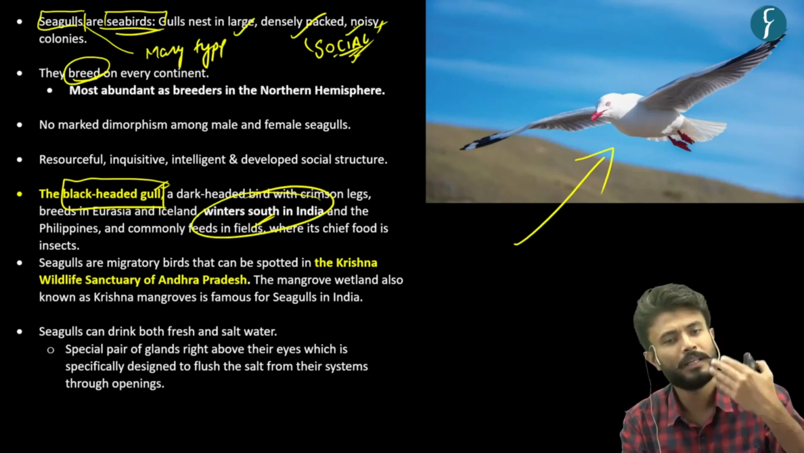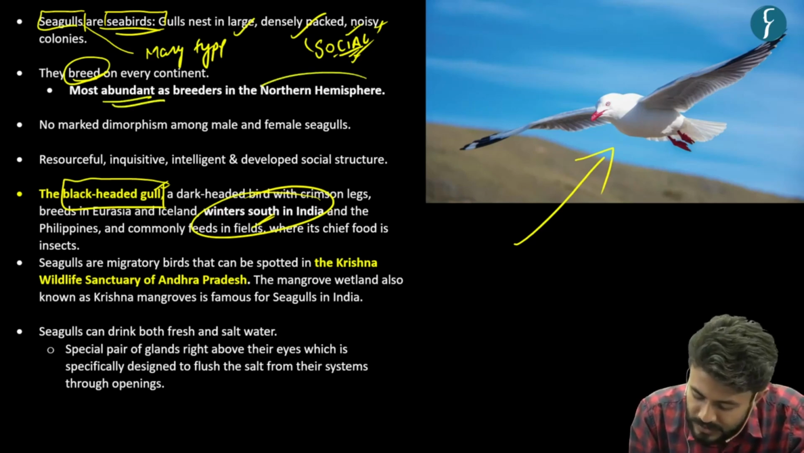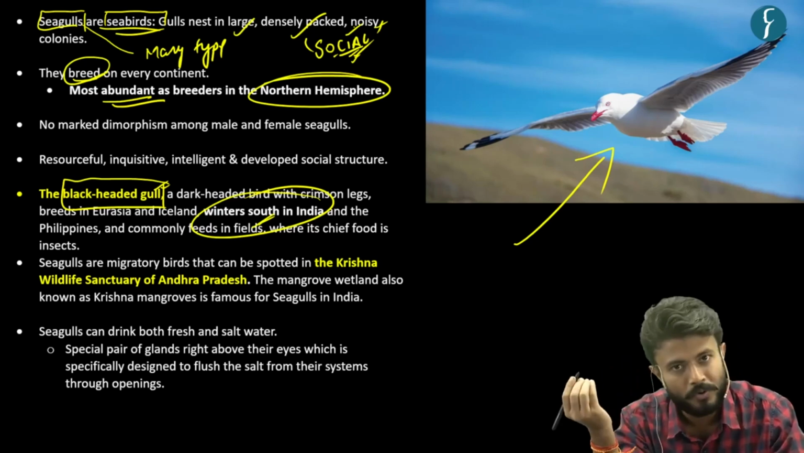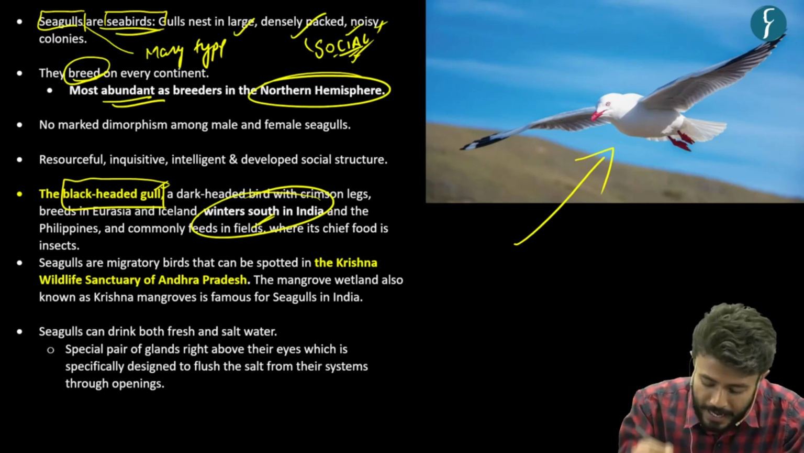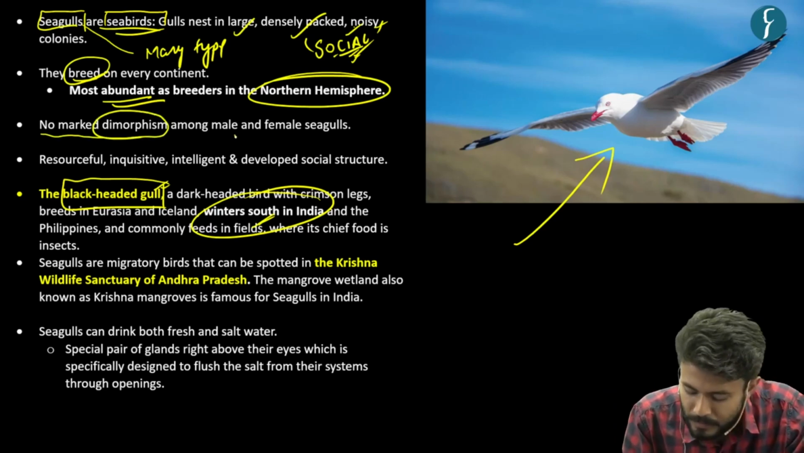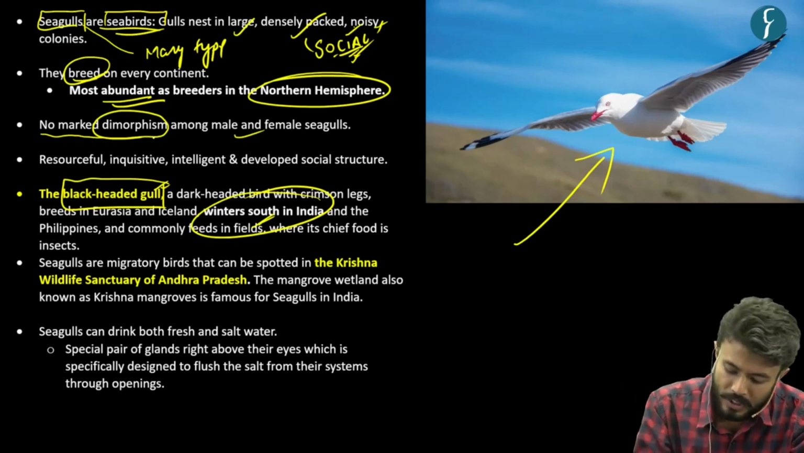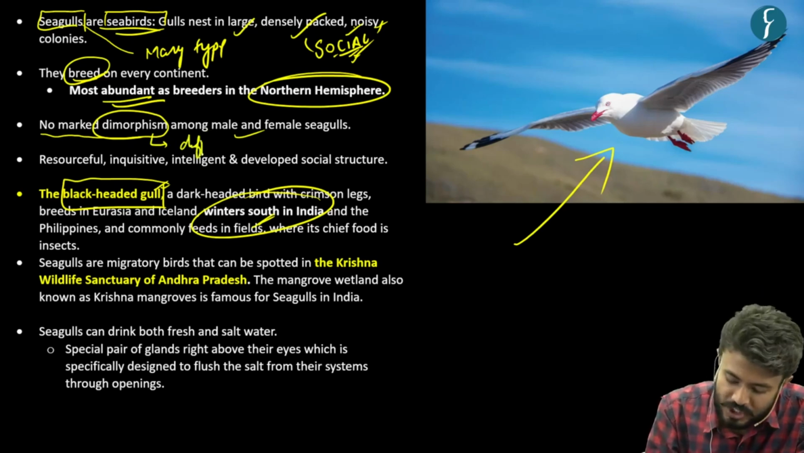But when we compare the northern hemisphere with the southern hemisphere, they are the most abundant breeders of the northern hemisphere, right? Though they are found in every area, more importantly they are in the northern hemisphere. Another important fact is that there is no marked dimorphism among the male and the female seagulls. Now, what do we understand by dimorphism? Basically, these are those characteristics which differentiate between males and females.